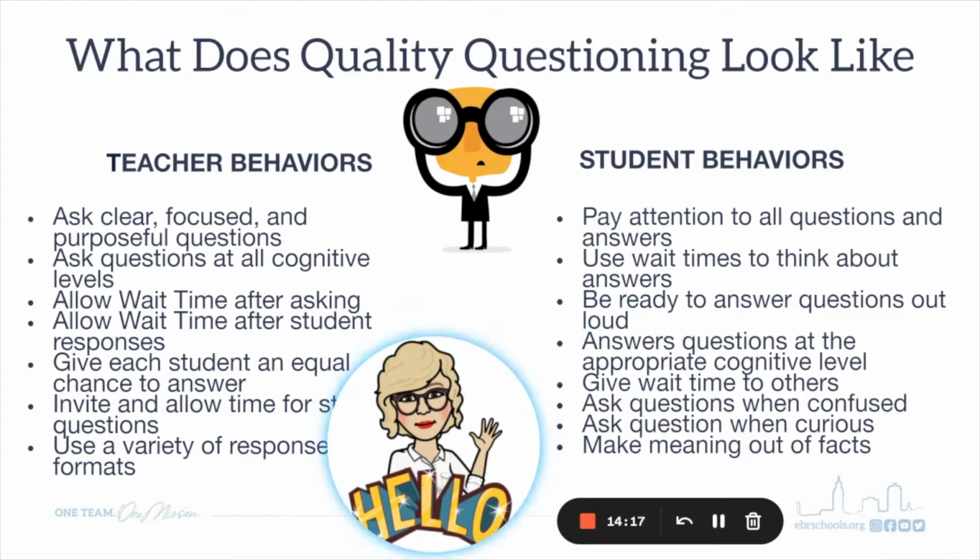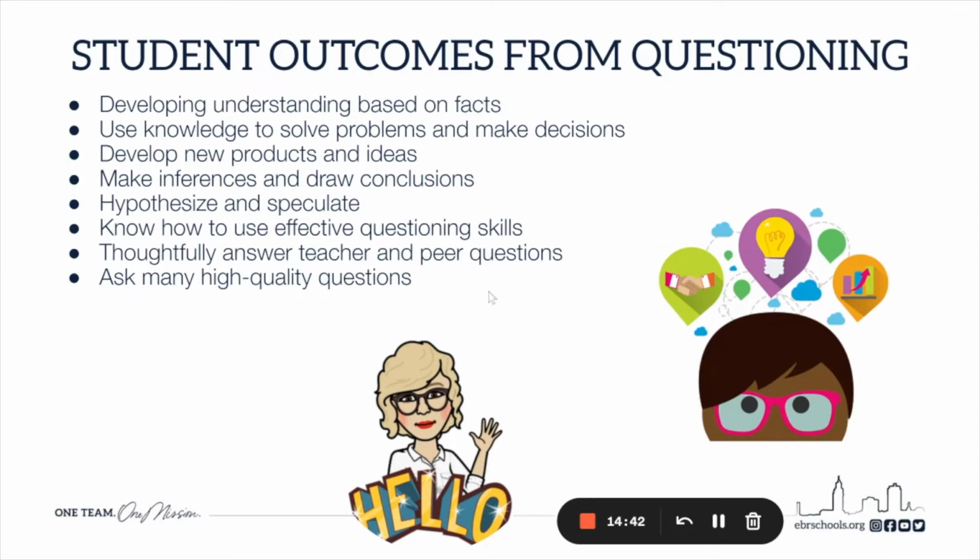Answer questions at appropriate cognitive levels. We want students to know when we have them in that recall situation, but we also want them to understand what it means to use strategic thinking or to extend their thinking. We want them to ask questions when they're curious. And most importantly, and a skill for life, as well as our class and state assessments, we want them to be able to make meanings and draw conclusions from the facts.